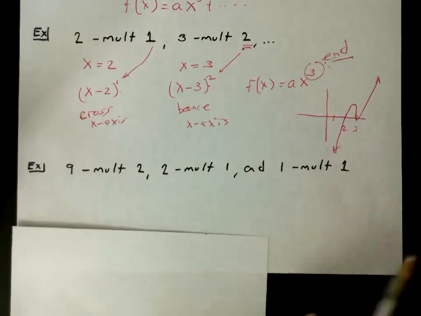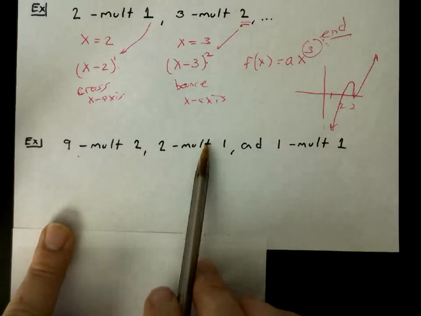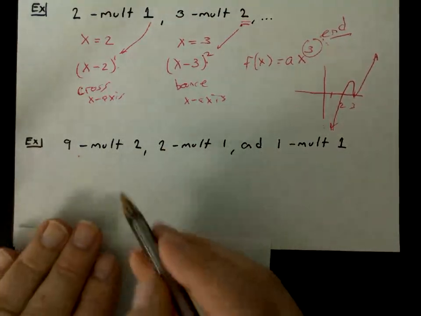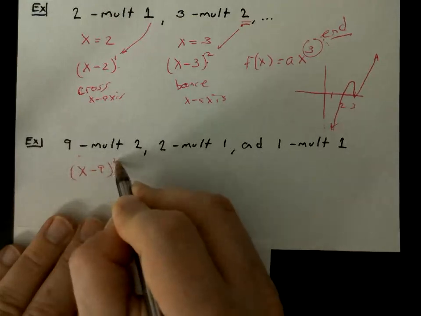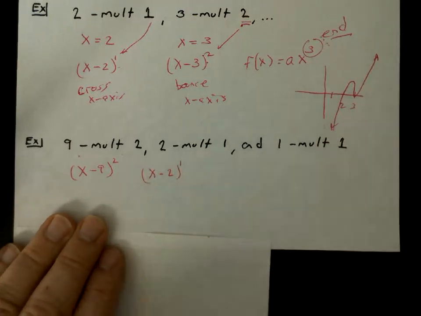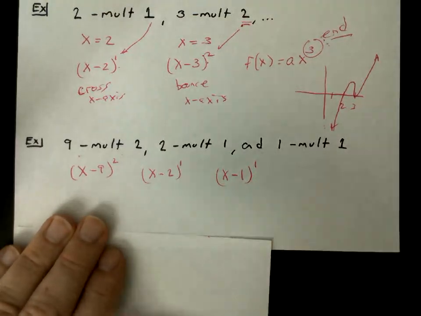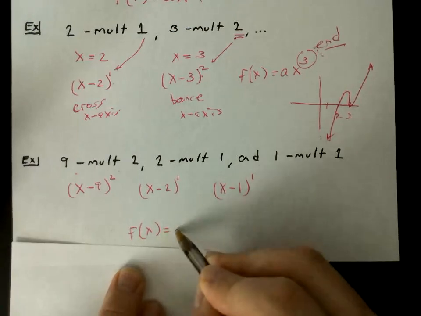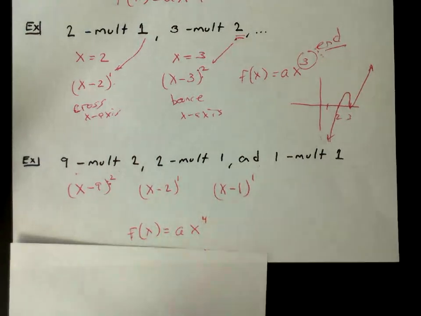All right, let's try another one, a little bit more. We have 9 with multiplicity of 2, 2 with multiplicity of 1, and 1 with multiplicity of 1. So to hurry this up a little bit, we have x minus 9 with multiplicity of 2, x minus 2 with multiplicity of 1, and x minus 1 with multiplicity of 1. And then we start putting this together. You're going to have f of x equals ax, you got 1, 2, 3, 4. This is going to be the 4th power.